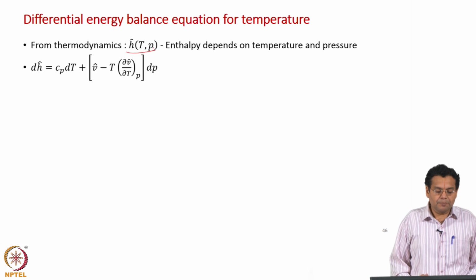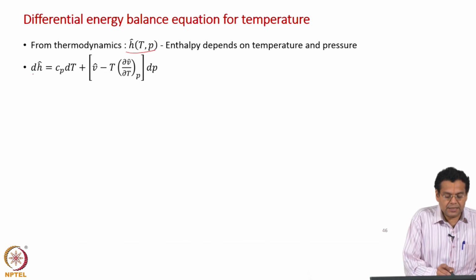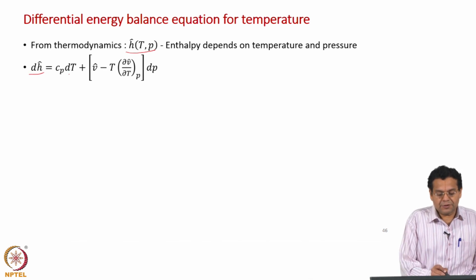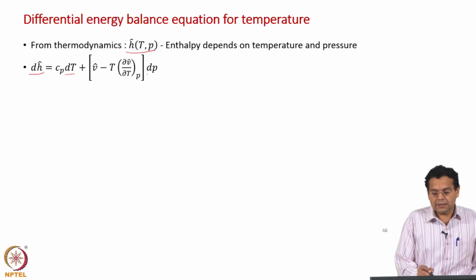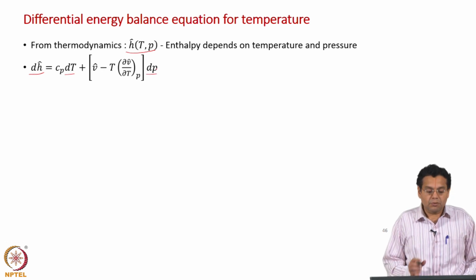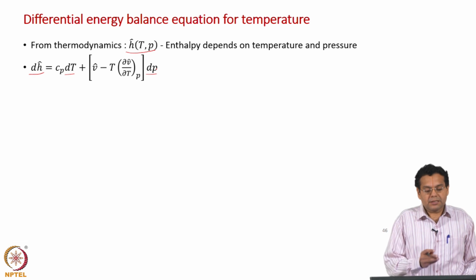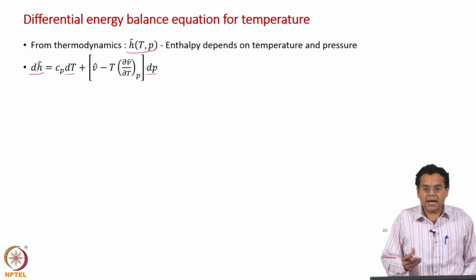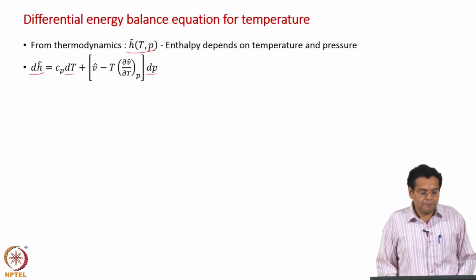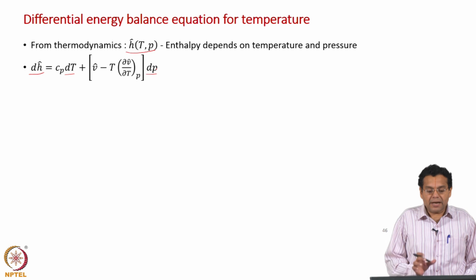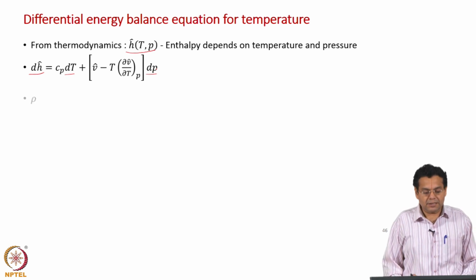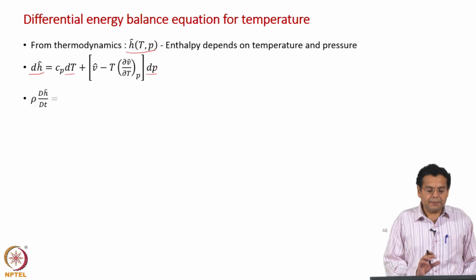What does it tell you? It relates the differential change in enthalpy to the differential change in temperature and the differential change in pressure. What is the utility? This expression can be used to find the change in enthalpy if we are given the change in temperature and pressure. That is the use of this equation. Now, once again we will express this equation in terms of substantial derivative. Let us do that and multiply by rho.